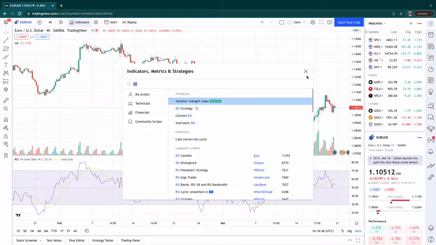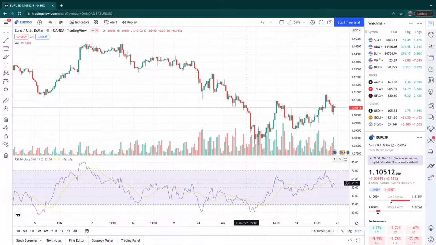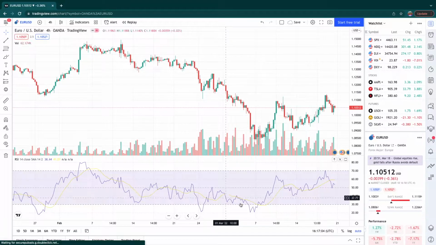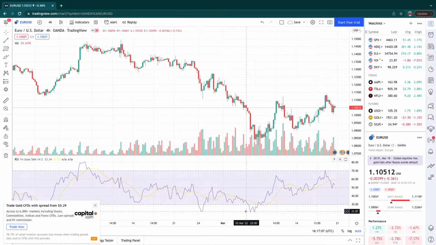So once you open that up, you will see a graph that opens up at the bottom here. And you can see we've got two different levels. We've got 30 and 70. Now, a lot of people trade the currency depending on where the currency pair is. So 30 basically means that the market is oversold, and 70 is overbought.